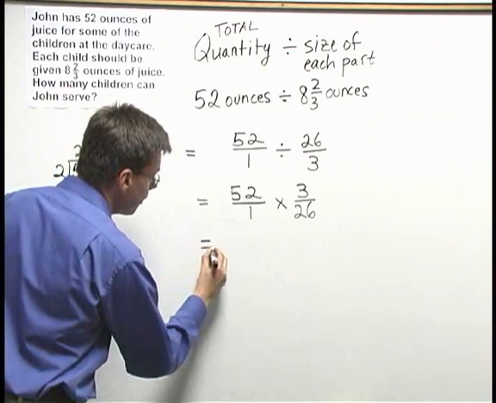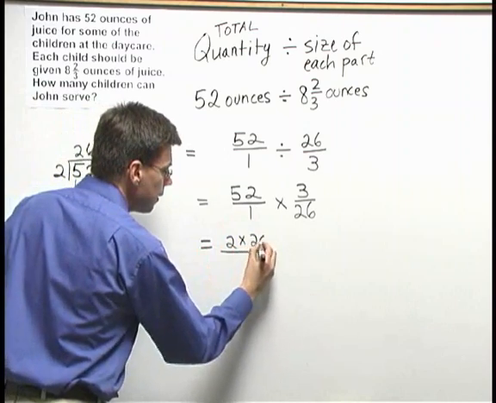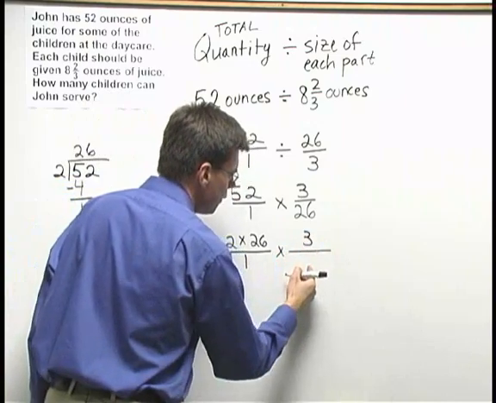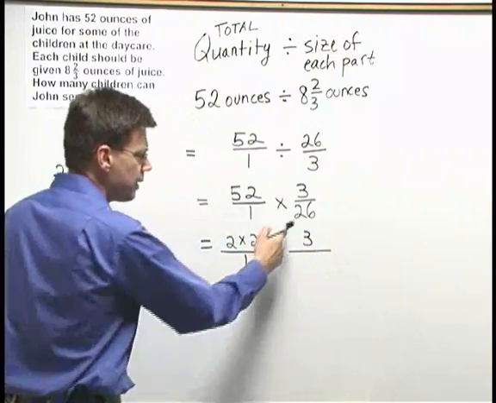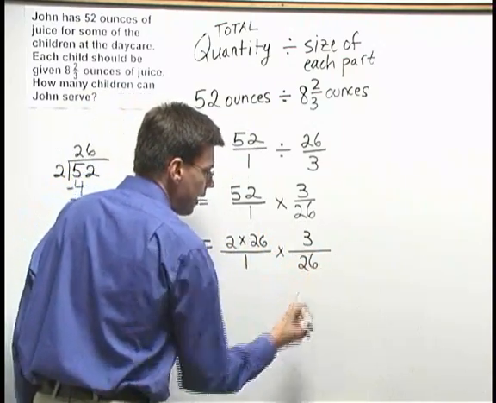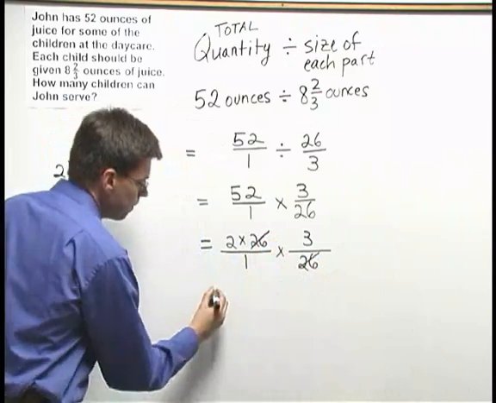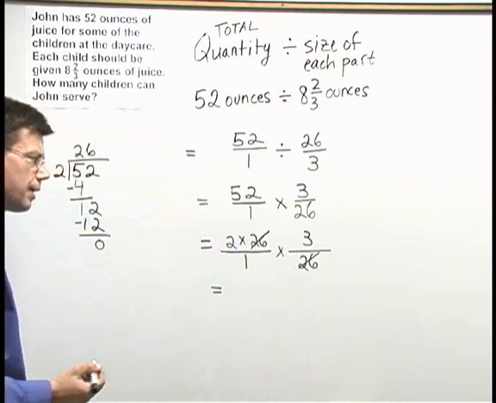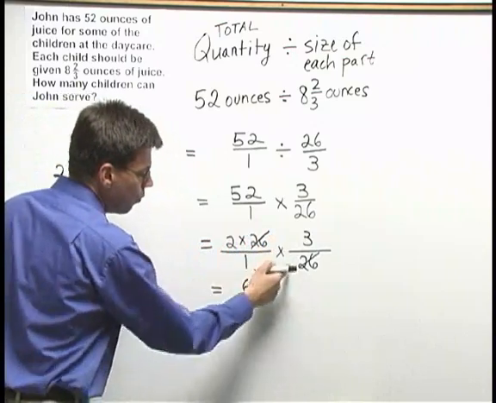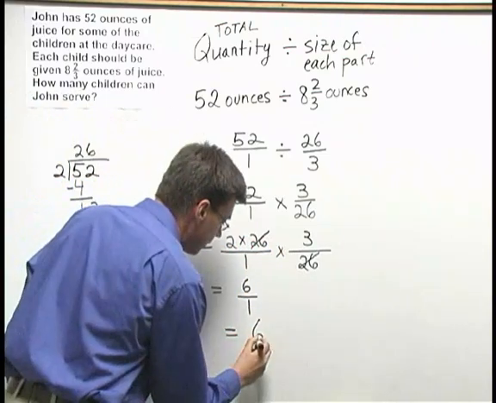So we can factor our numerator of 52 into 2 times 26 over 1 times 3 over 26. Now, I'm not going to break down the 26 down below because I have a factor of 26 above. If I just leave that 26 as is, I can cancel these 26's. And now I'm ready to go ahead and multiply. 2 times 3 above is 6 over 1 below. 6 over 1 is just the whole number 6.